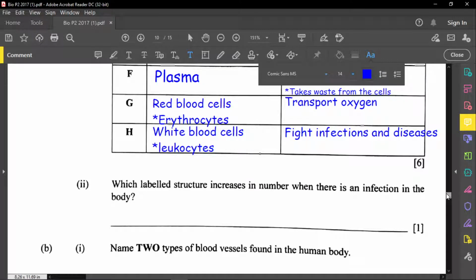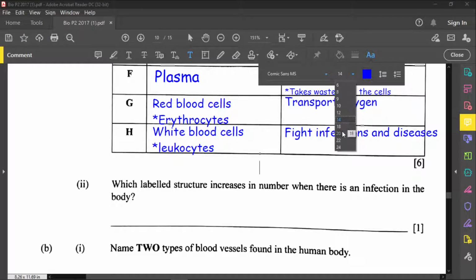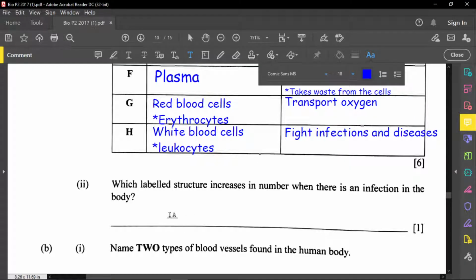Now, this one is asking which labeled structure increases in number when there is an infection in the body. Even based on the function, once you get the function correct, you will know exactly what is causing this. And so this is structure H. They said which labeled structure, they did not ask for the name. It said which labeled structure, and that is H.